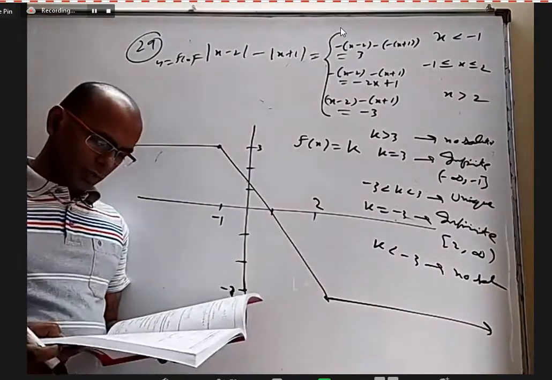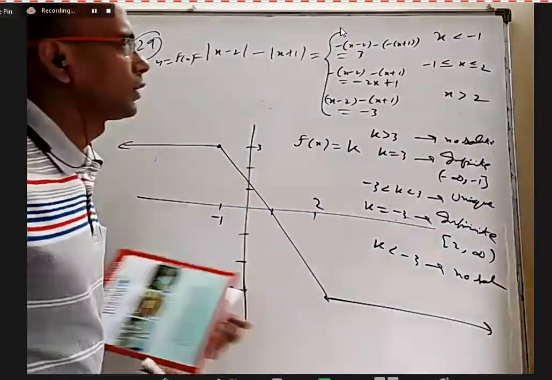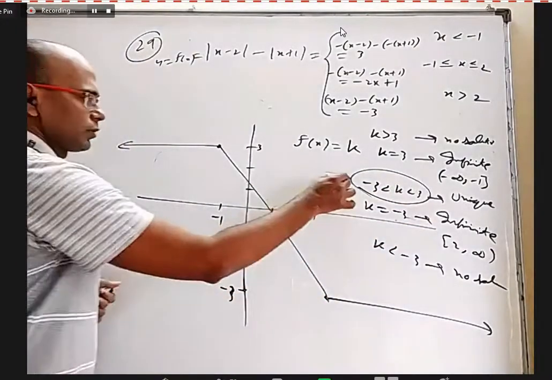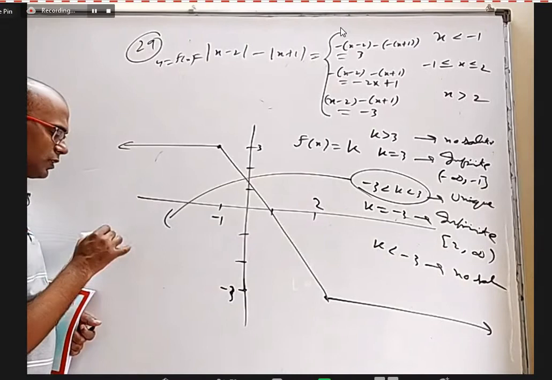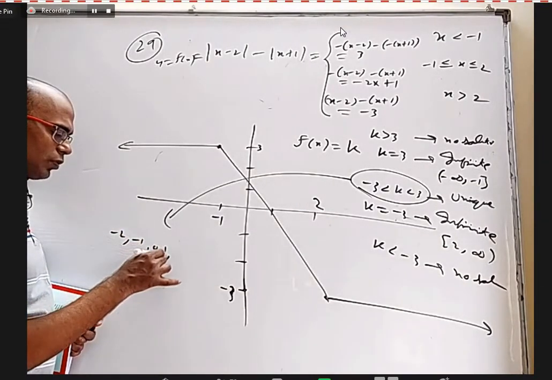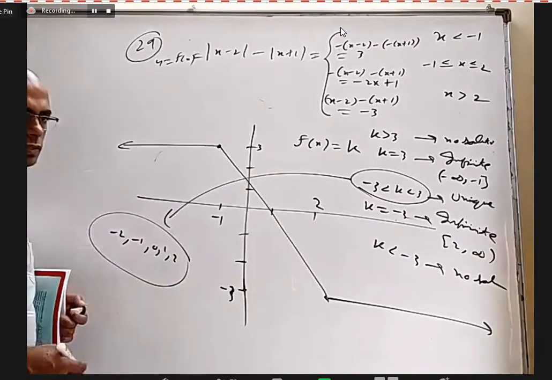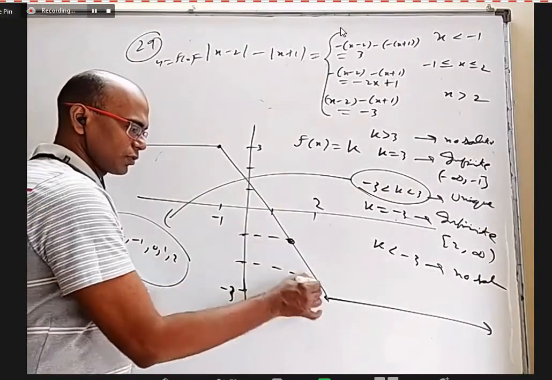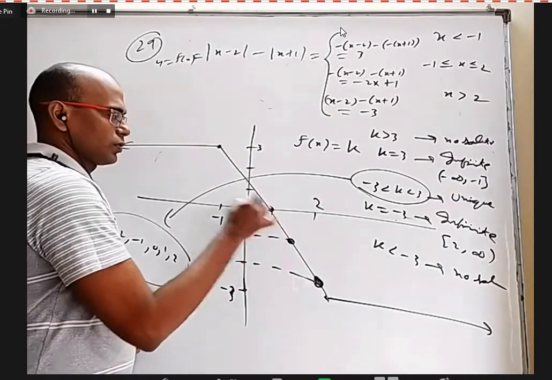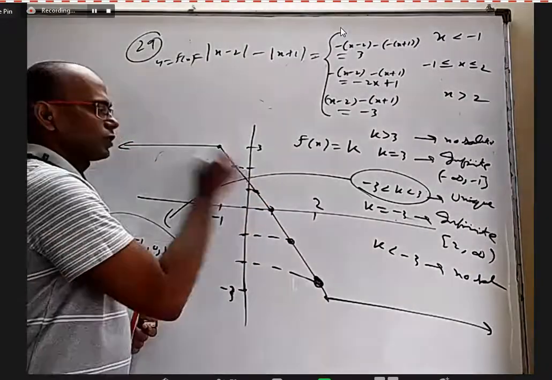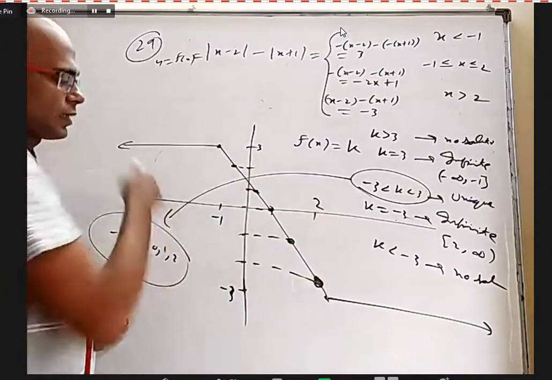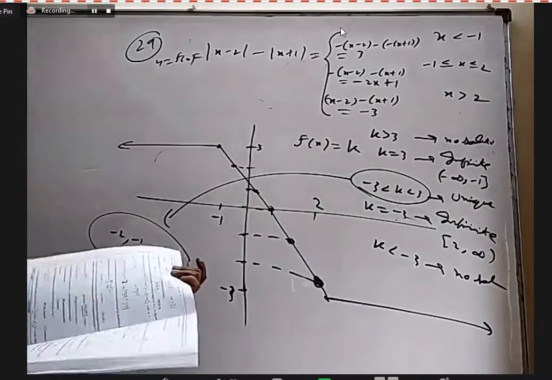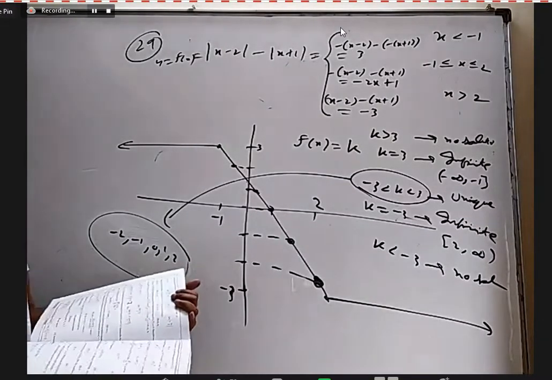So in the 29th one, how many integers are there between minus 3 to 3? That will be the answer. So in the open interval minus 3 to 3, the integers are minus 2, minus 1, 0, 1, 2. There are 5 solutions. If I take f of x equal to minus 2, one solution; minus 1, one solution; 0, one solution; 1, one solution; 2, one solution. But for 3 infinite, for minus 3 infinite. So there are 5 such numbers for p. Instead of k, I would have written p.